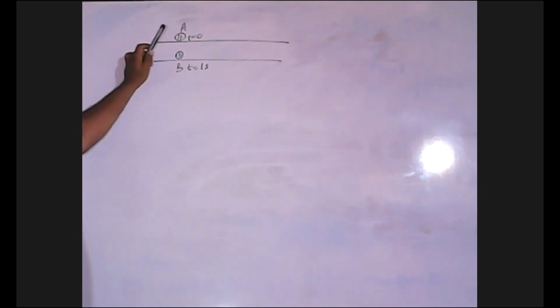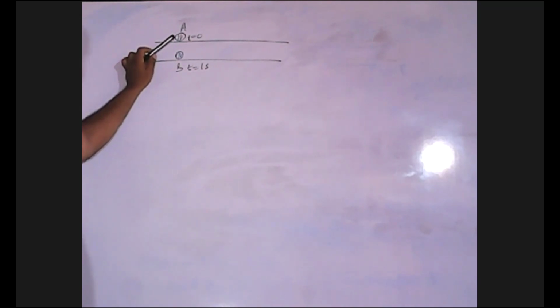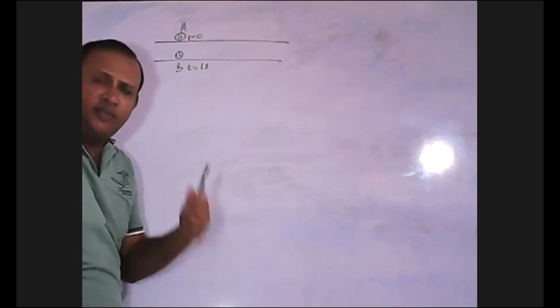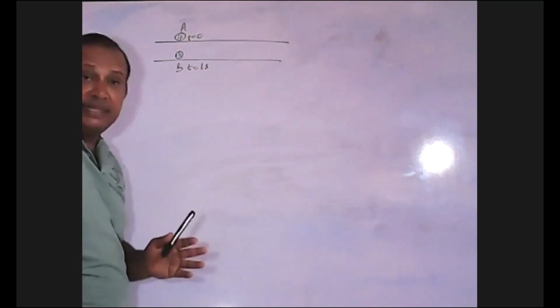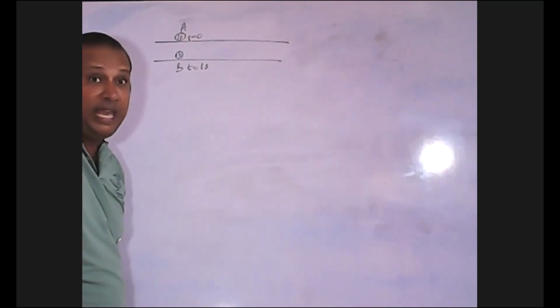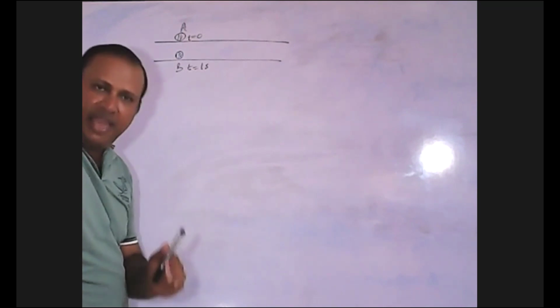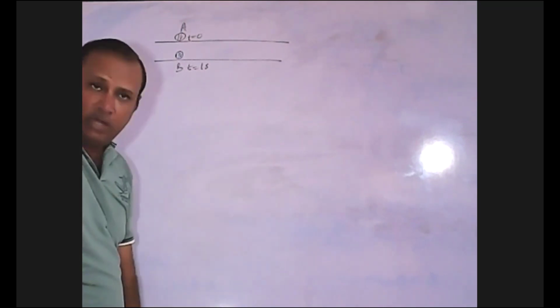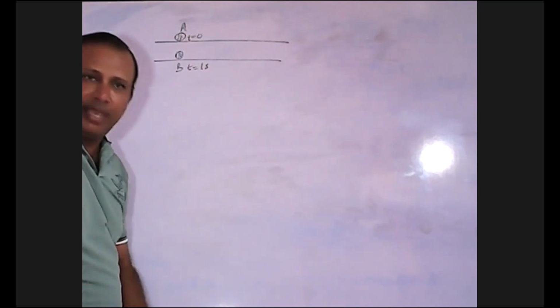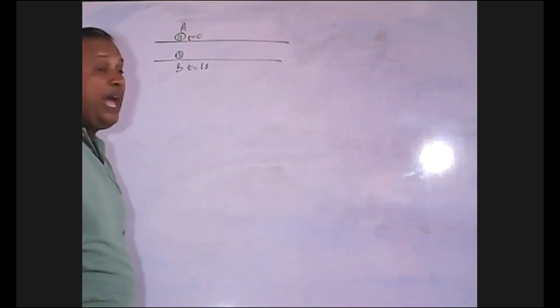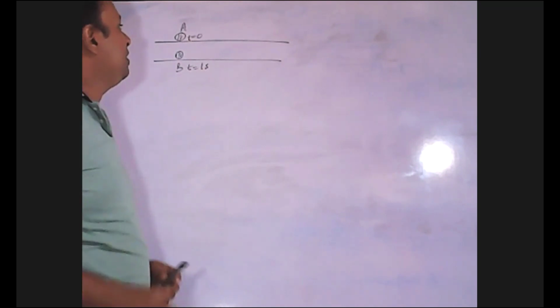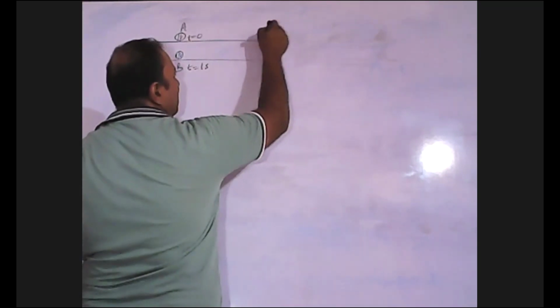A has an acceleration which is equal to 1. B has an acceleration which is equal to 4. So although B has started 1 second later, B has a greater acceleration. So due to that high acceleration, definitely after some time, B can pass A, no? So suppose this one.